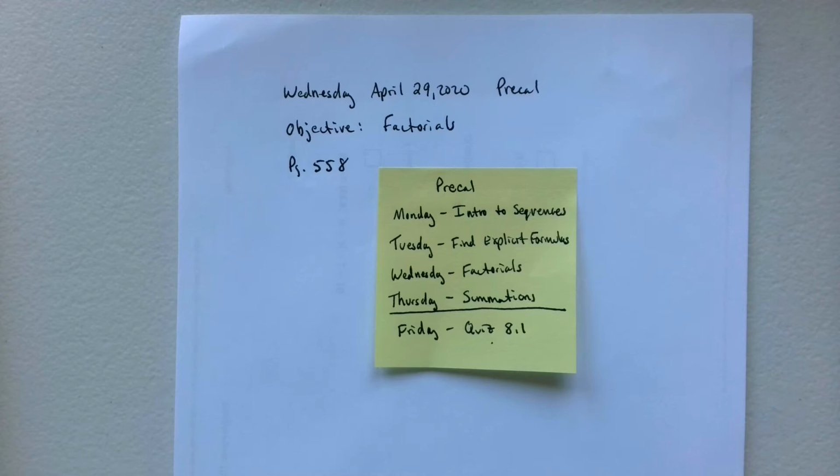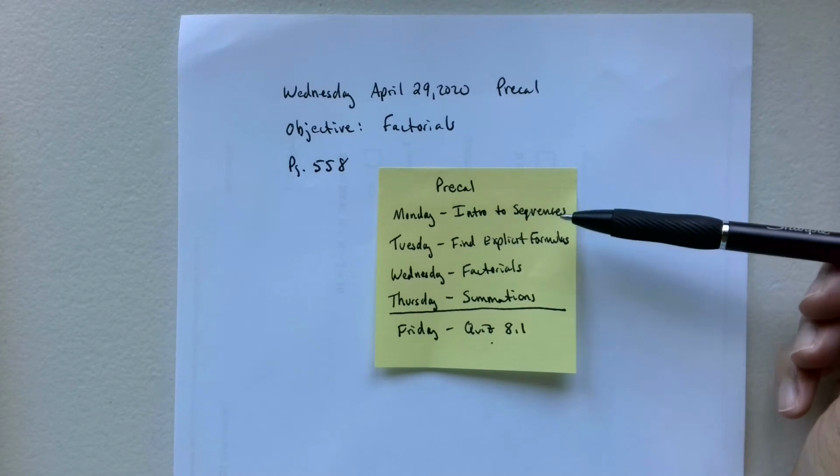This is our video for Wednesday, April 29th for pre-cal, and we are going to talk about factorials, or factorial notation, today. You're going to need your books open to page 558. Just kind of review the week.